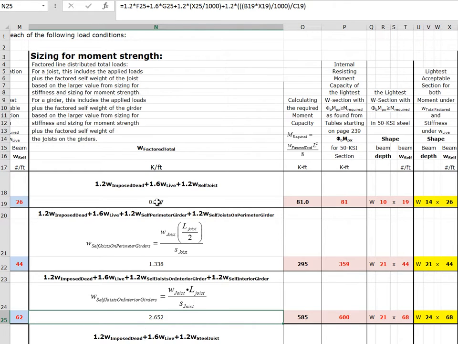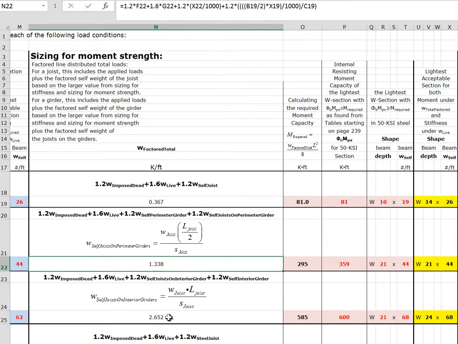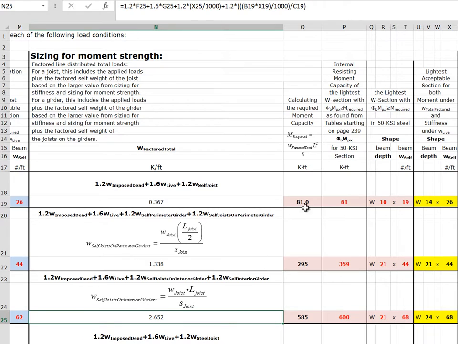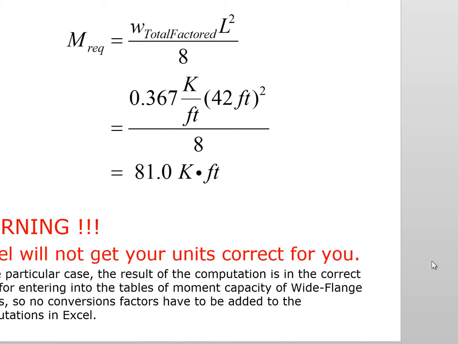So all of that got us this load on the joist, that load on the perimeter girders, and this load on the interior girders. So then I calculate the moment that's required, which is WL squared over 8 for a simple span beam. And let's look at the arithmetic on that, because one of the warnings we gave you was Excel will not get the units correct for you. So we're going to run our formula and see what kind of conversion factors we have to include.